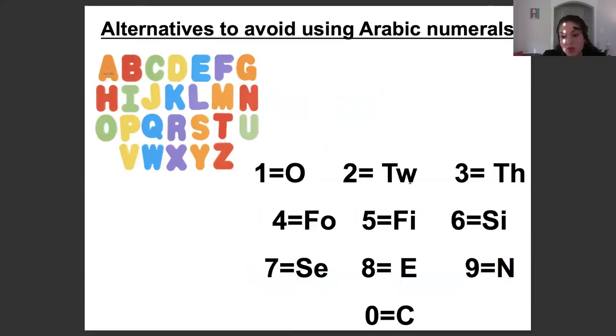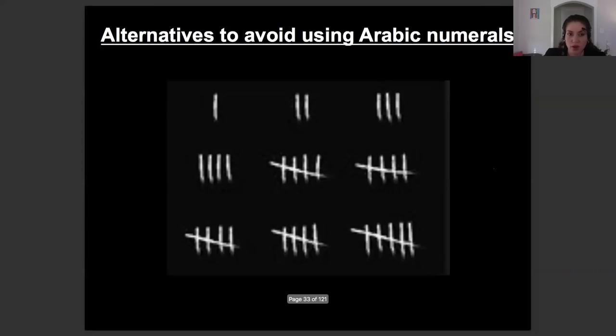But if you notice, 2 has a W next to a T, and 3 has a T next to an H because we don't want to confuse the 2 with the 3. So this is another alternative that you have. Another alternative that you have is to use the type of stick counting that we see in the movies that prisoners use when they're counting down the time to get out of prison, right?